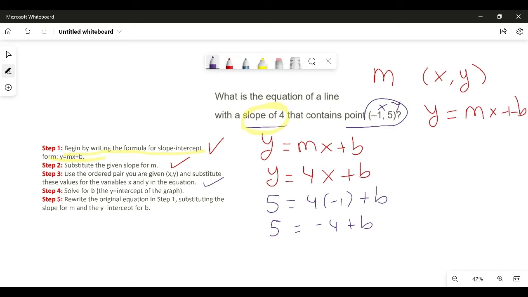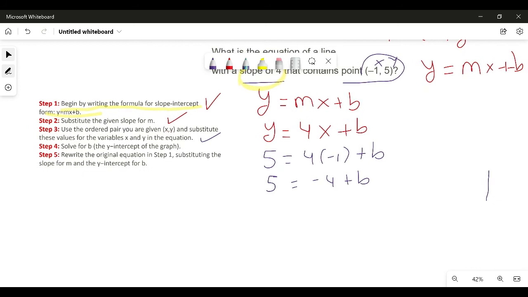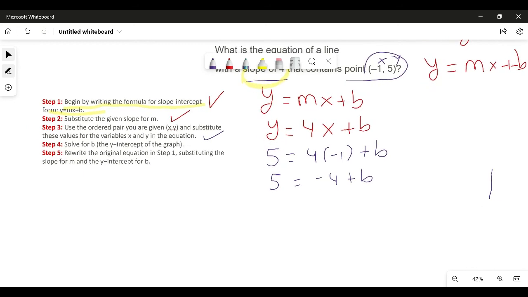Perfect. Step 4, solve for b. Now I have, give me a second. It's not writing. I need to move my screen. Now it is. Now I need to do step 4, solve for b.